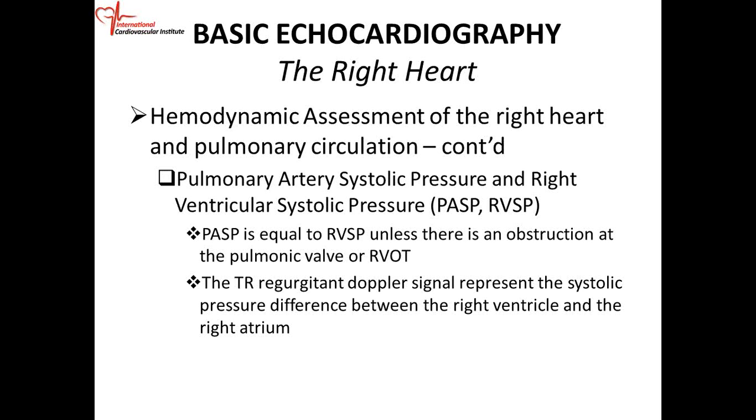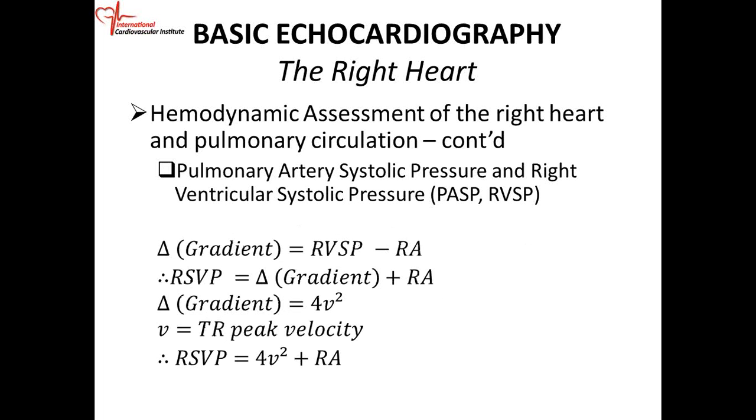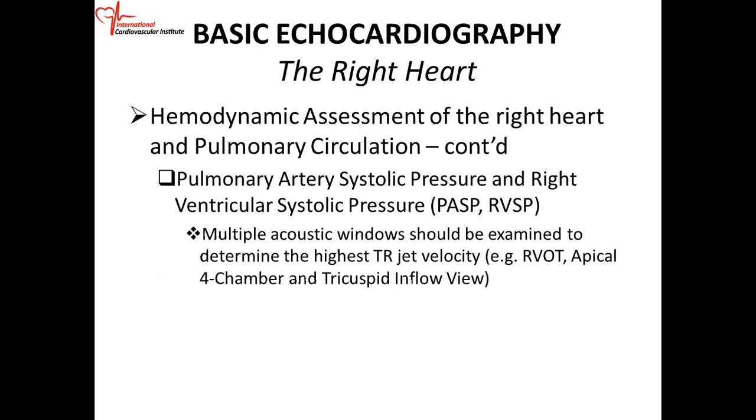So now you're experts in getting right ventricular systolic pressure and pulmonary artery pressure, because this was the only part that was missing. Now we give you the final piece of the puzzle. The TR regurgitant Doppler signal represents the systolic pressure difference between the right ventricle and the right atrium. You just add the right atrial pressure to the gradient and you get the RV systolic pressure. The pulmonary artery systolic pressure is the same thing as the RV systolic pressure unless there is obstruction. All of this we have done before, in our hemodynamic session.